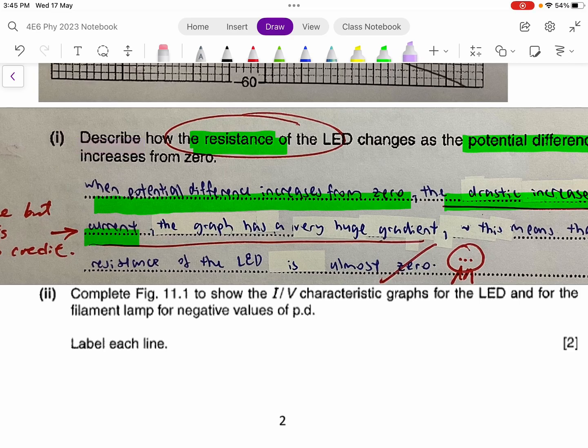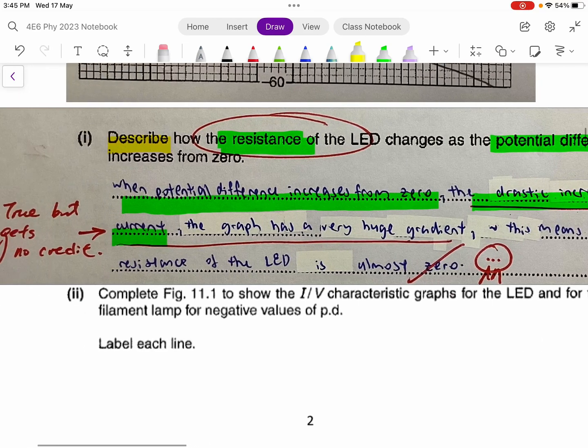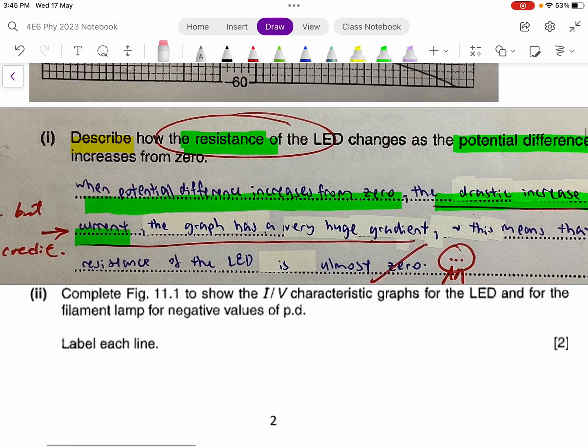It is asking you to describe, and what they are looking out for in this particular description is the change in resistance. But this student is talking about a drastic increase in current, which means that up to this point, there is no credit. Even if you are right, then so what? You can't score anything. Then after that, he continues.